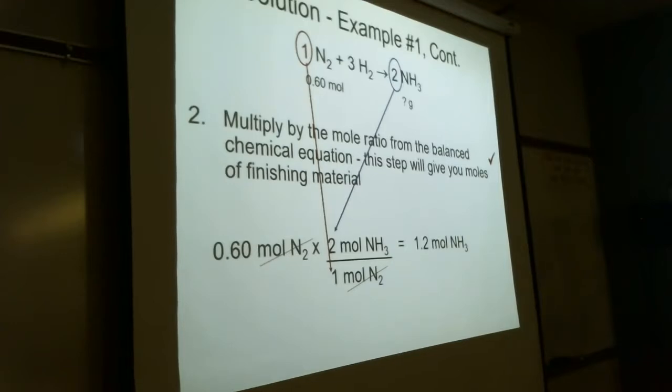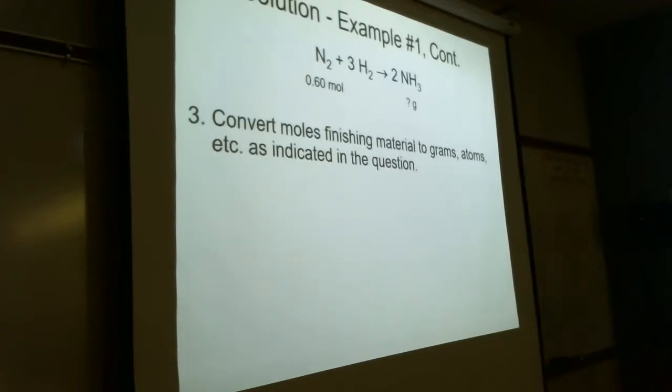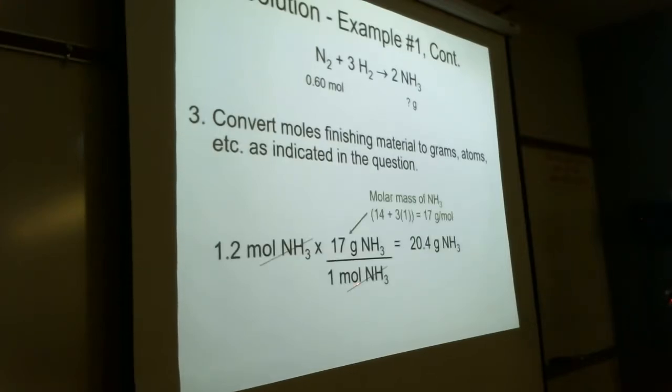Okay, so there's step 2. Now we're going to take that moles and convert it to grams, because that's what the problem asked for. Okay, so molar mass, I just rounded it to 17. It's actually a little bit longer than that. So I took that number of moles, multiplied it by the molar mass. Now I round my final answer to 3 sig figs. This is where my final answer gets rounded.